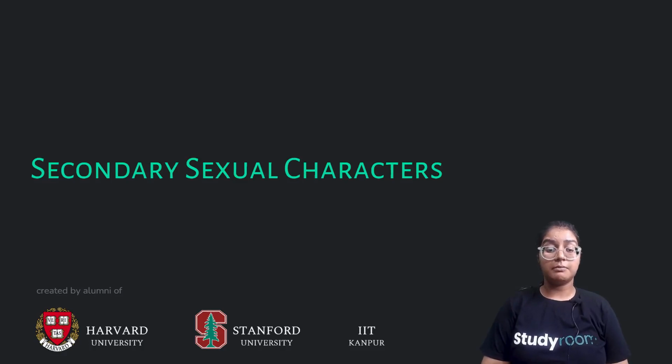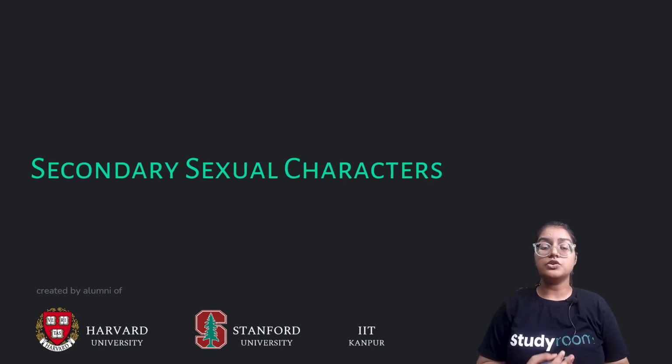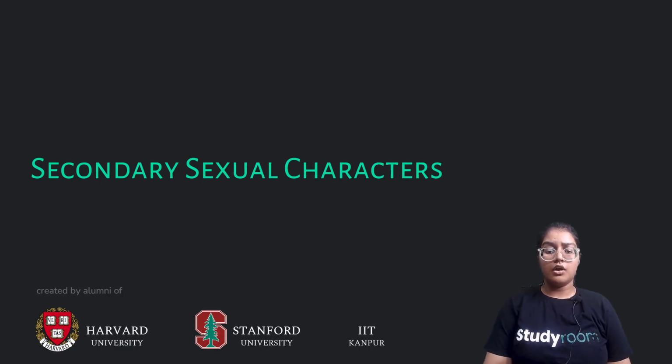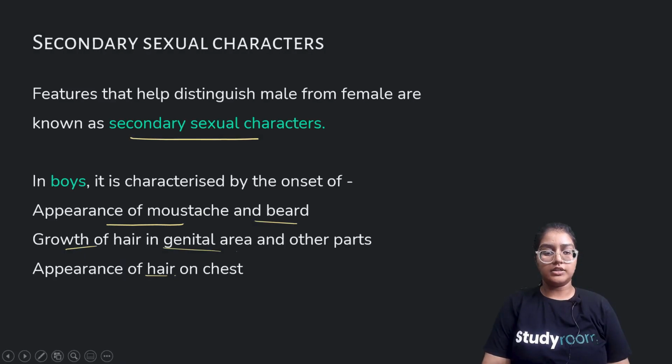So we were discussing the adolescence period, what puberty is, what age groups lie under adolescence, and what exactly happens during puberty. Here we'll be discussing secondary sexual characters. So what are secondary sexual characters? Features that help distinguish male from female are known as secondary sexual characters. So, the definition is very clear.